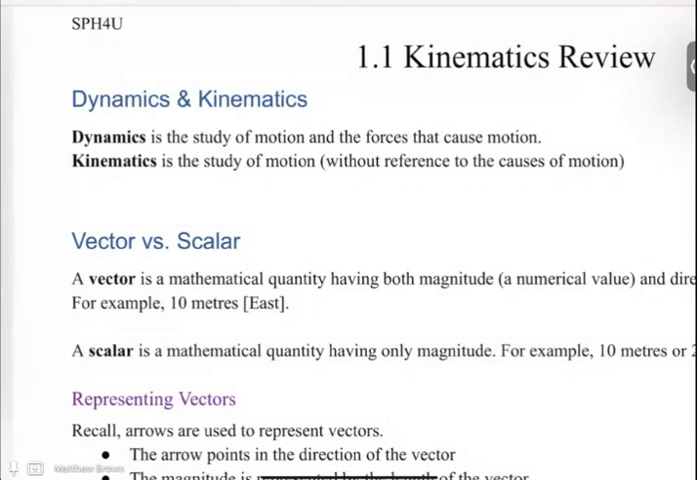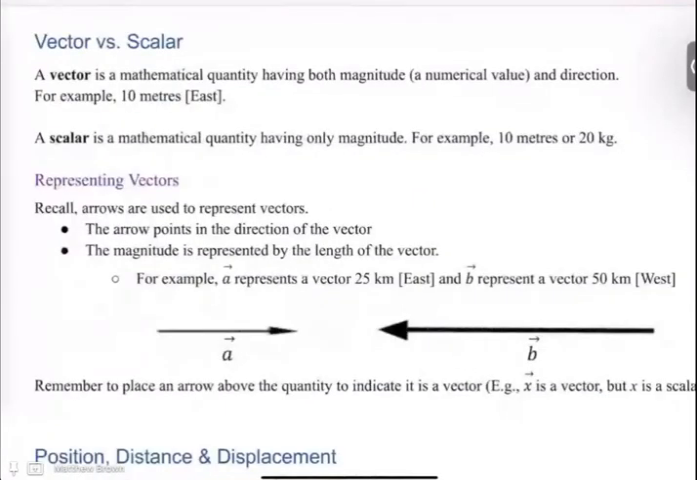First thing we need to review and make sure everybody is really solid with is a vector versus a scalar. So remember, a vector is a mathematical quantity having both magnitude, which is just a number, and a direction. So for example, 10 meters east. That's a vector because it has a magnitude 10, and a direction, which in this case is east. It doesn't have to be north, south, east, west. It could be a bearing. It could be just above the horizontal, or anything that gives you some indication of the direction.